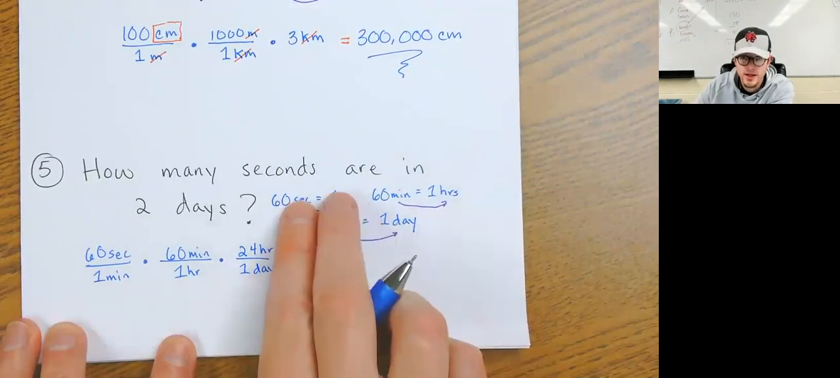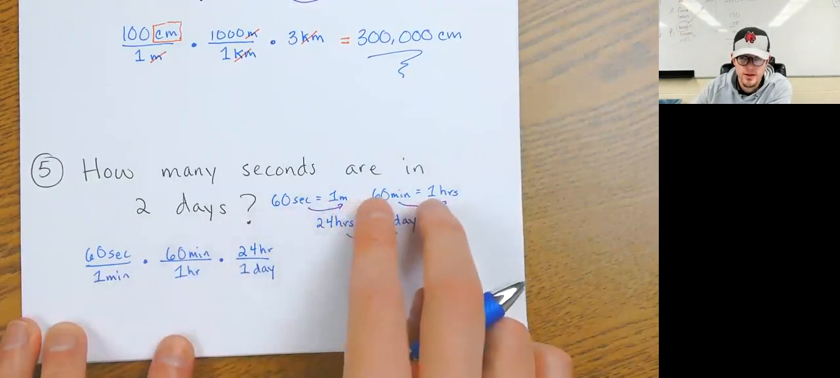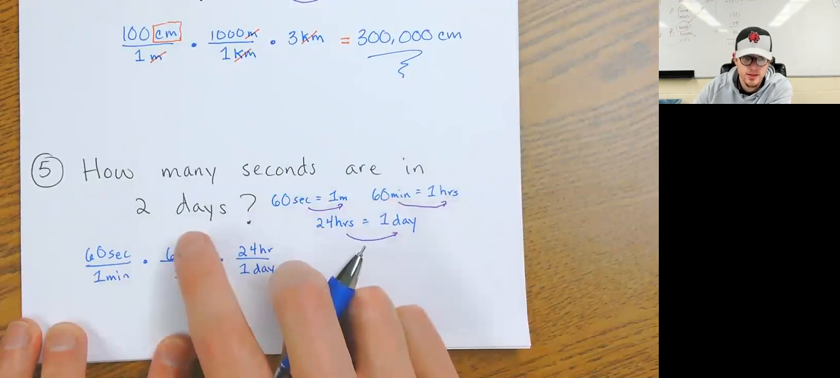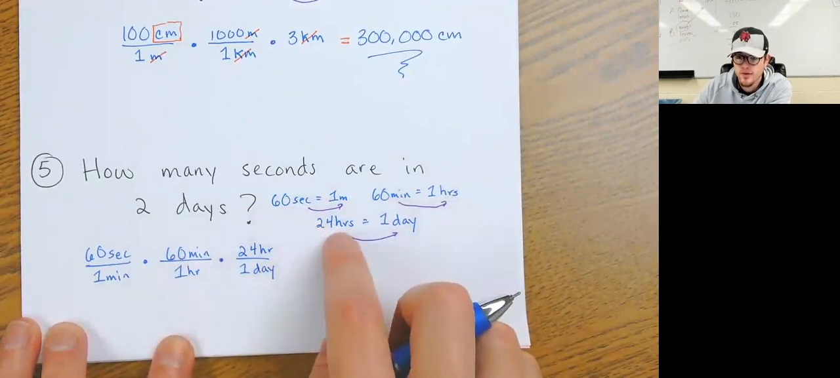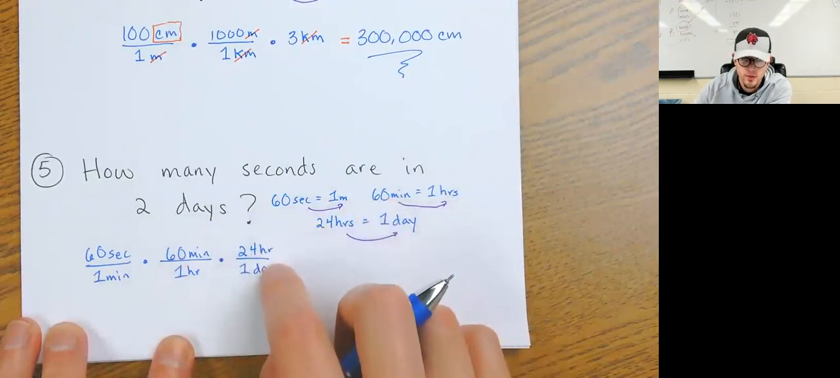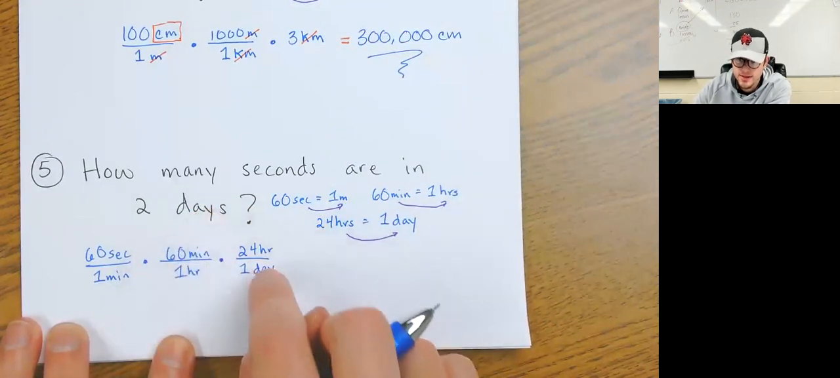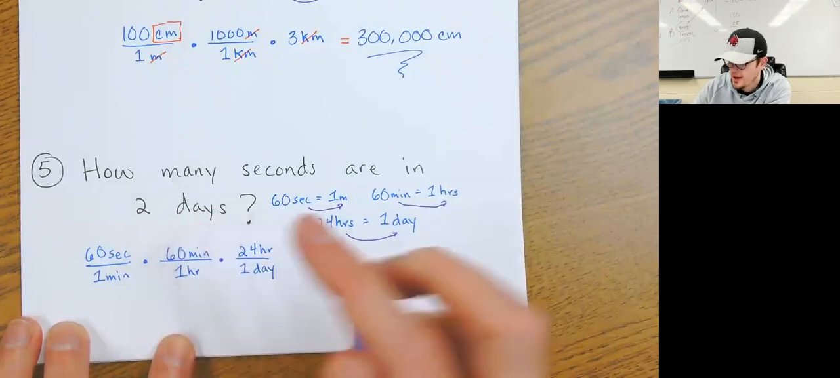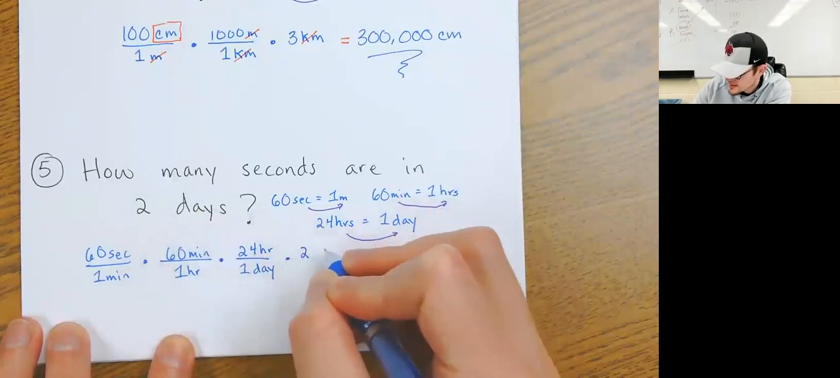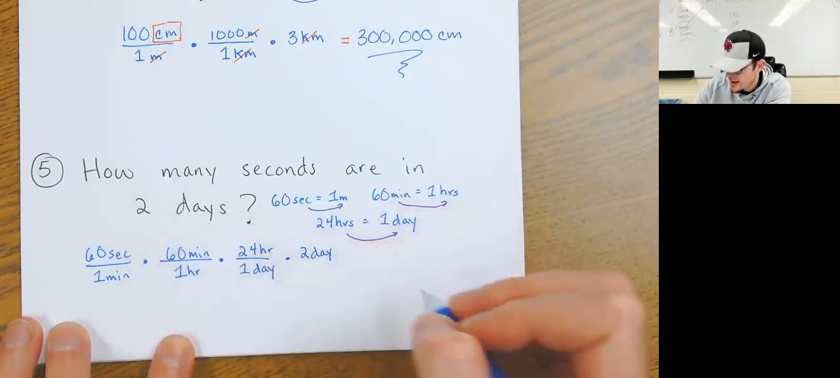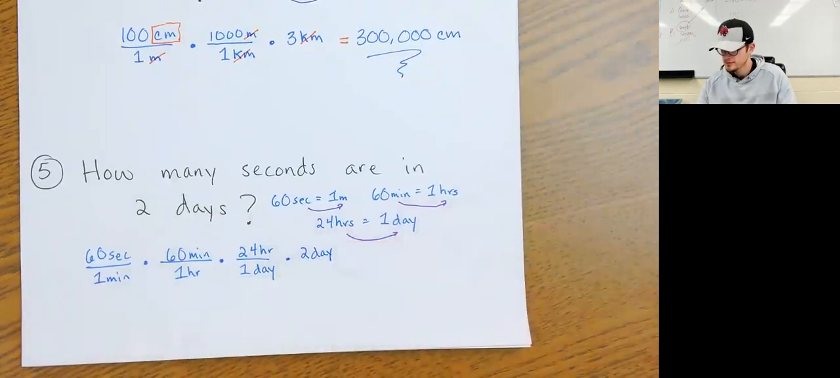So we had our 60 to 1, 60 to 1. We had our 60 minutes to 1 hour. Then we had our 24 to 1, for hours in a day it's 24 to 1. The last thing is how many days do I have? Because I got it to days, but how many do I have? I have 2 of them. So times 2 days. All right.